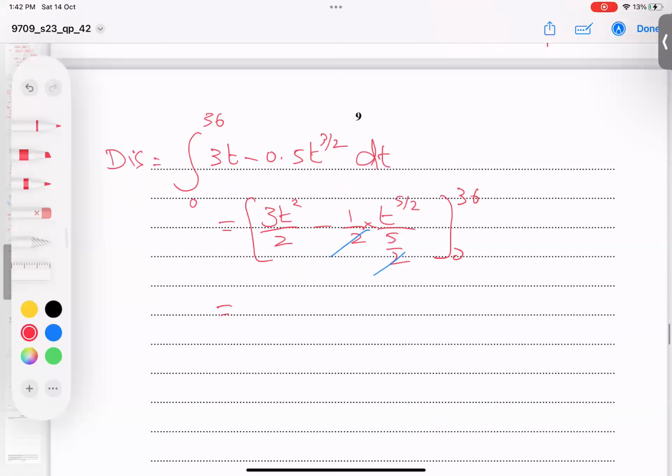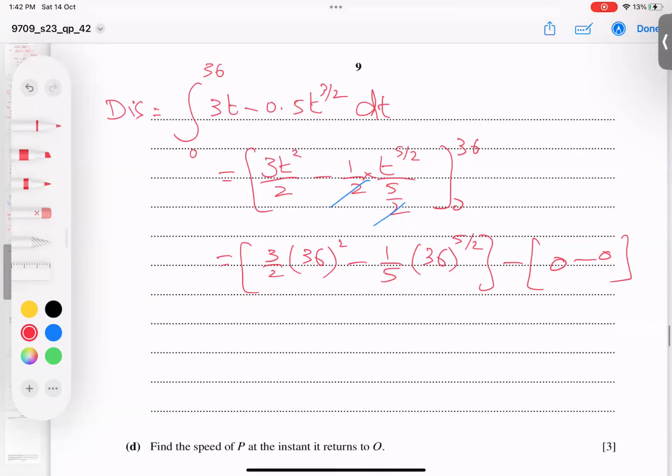Now first of all, I plug in the upper limit, 3 by 2 into 36 to power 2, minus 1 over 5 and 36 to power 3 by 2. Sorry, 5 by 2, not 3 by 2. Upper limit done, minus lower limit. When I plug in 0, it will give me 0, so don't waste time finding that. And if I type it in the calculator, the answer is coming 388.8 meters. So I hope this point is very clear.